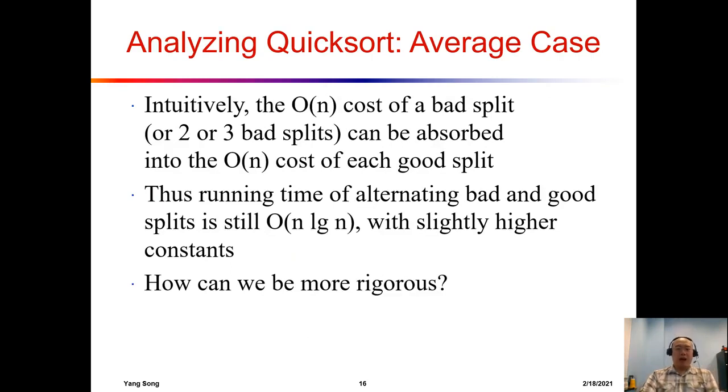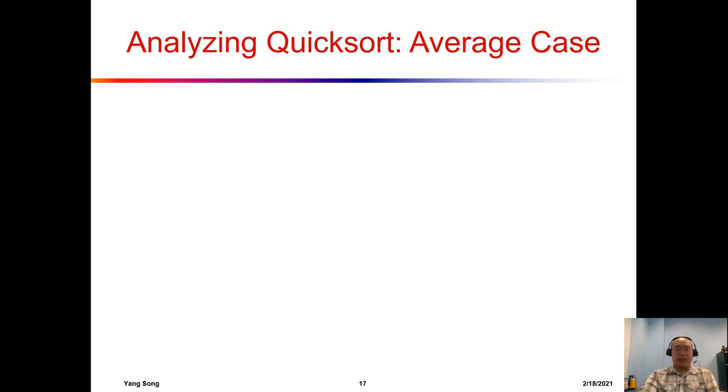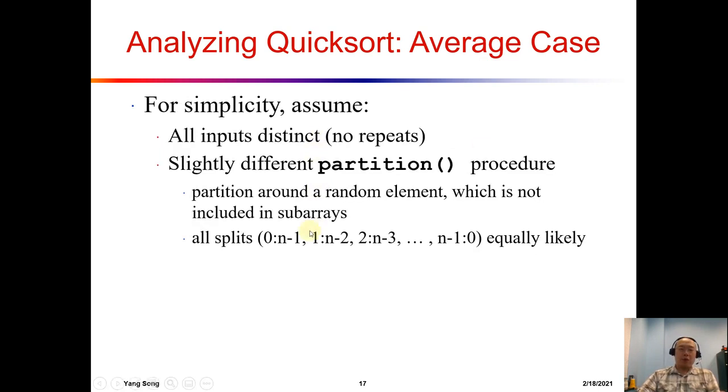Okay, so how do we do that? We want to consider all the possible partitions. It could be 0 to n minus 1. Why is it 0 to n minus 1? Well, that is the worst partition: zero values on one side, and n minus 1 on the other side. And what is the remaining one? The remaining one is the pivot. The pivot will stay there, right? So that is one of the possibilities.